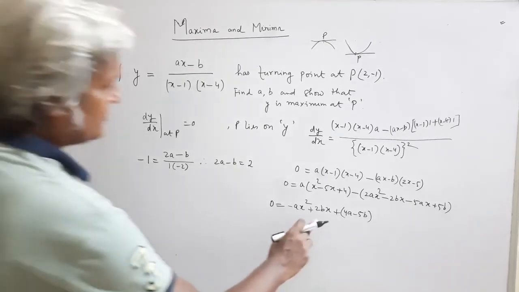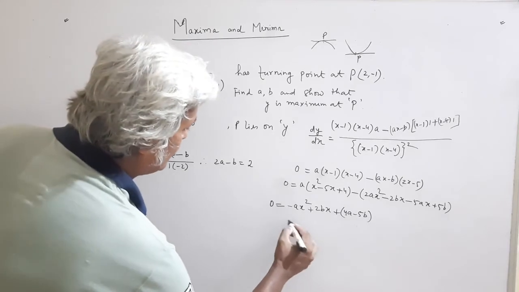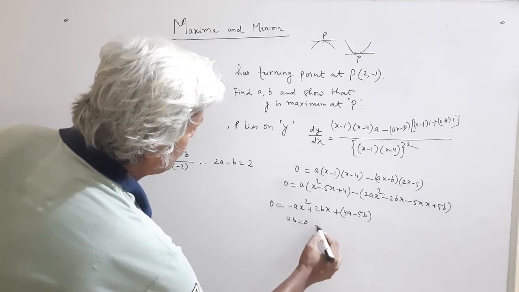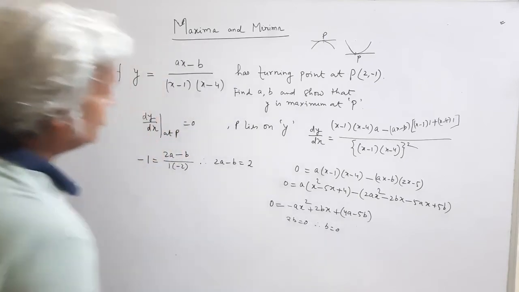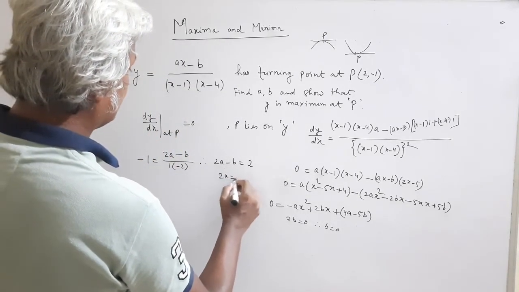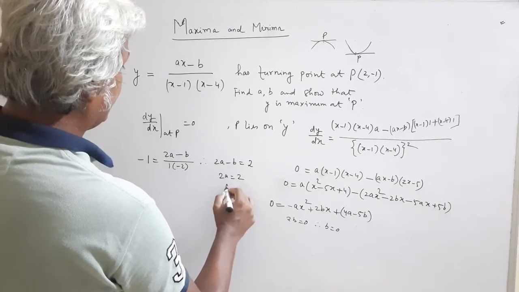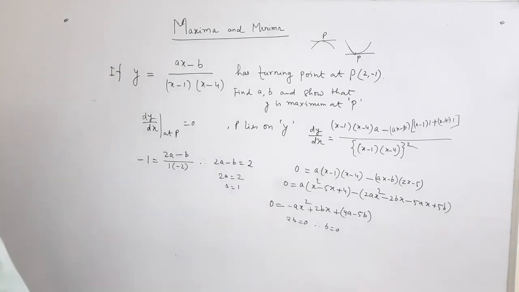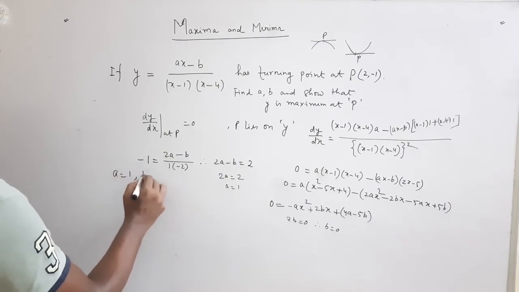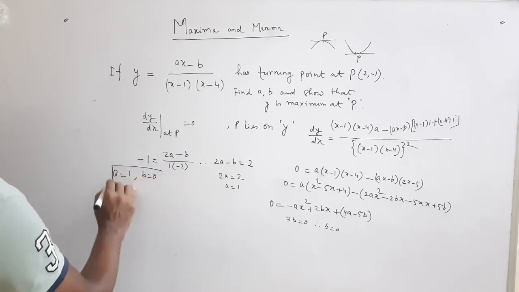On the comparison of coefficients we can conclude that 2b equals 0, therefore b equals 0. Now if b is equal to 0, this becomes 2a equal to 2. Now a equals 1. So we get the value of a as 1 and b as 0.